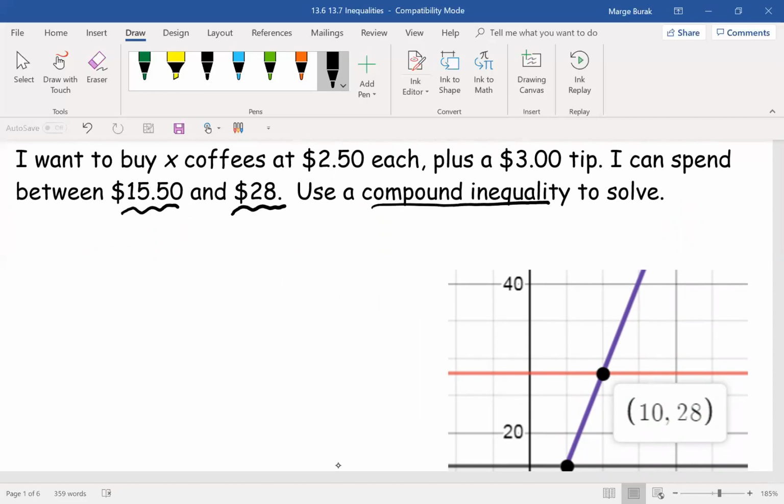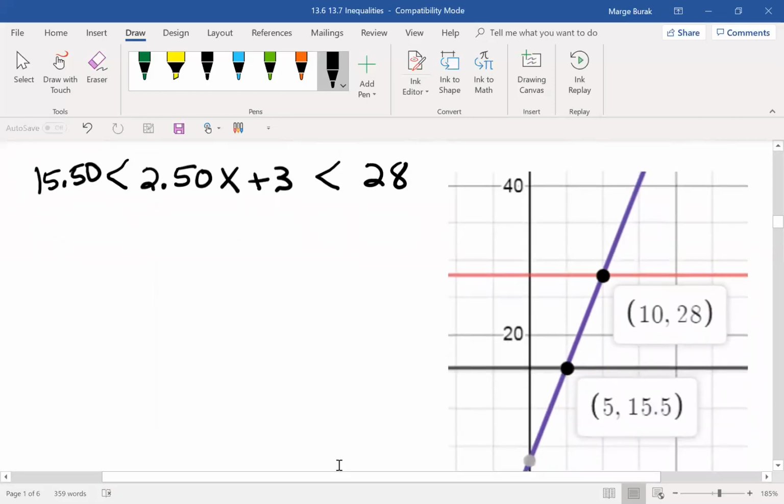So now I know I have $2.50 for each x plus $3 tip. So it needs to be less than 28 and greater than $15.50. Now that's what you call a compound inequality, okay? So I'm going to look at both cases.